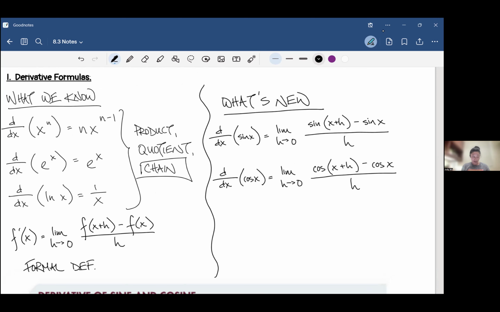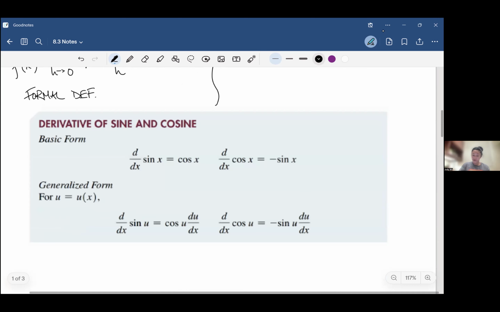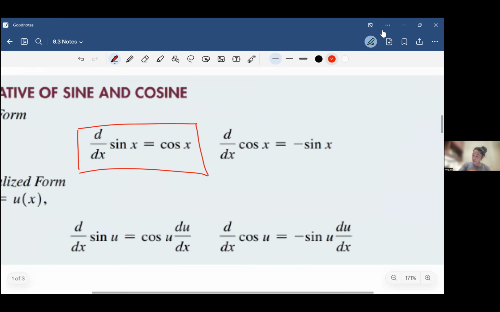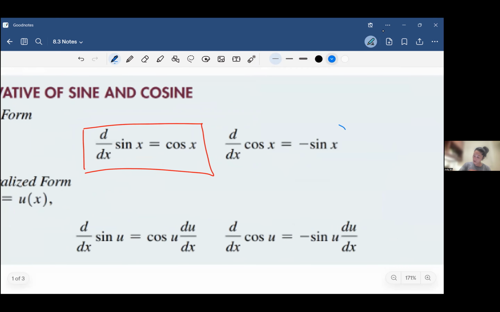But what do we need to know? We need to know the rules here inside this box. So, derivative of sine. It turns out that the derivative of sine is cosine. And it turns out that the derivative of cosine is negative sine. I want us to make sure that we know that there's a negative sign right there. That's super, super important.